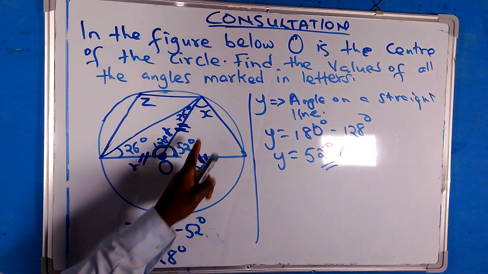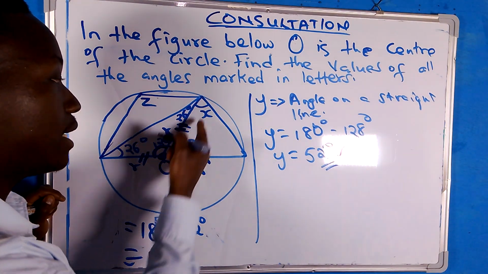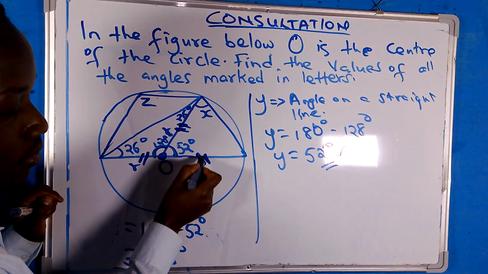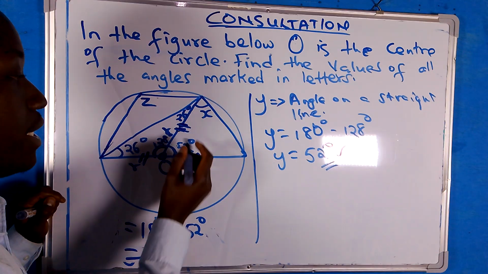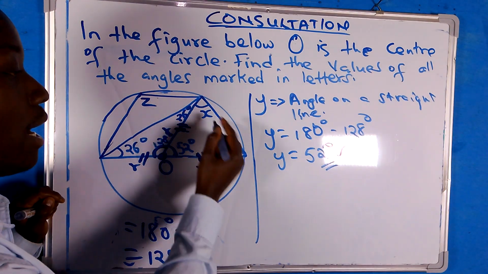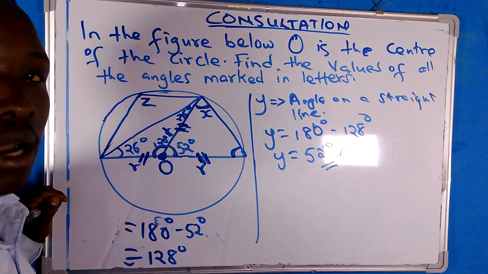So let's proceed to find our x. If this is our y, which is 52 degrees, for us to get our x, these two lines are equal. This also forms another isosceles triangle. So this means that the base angles are equal. These two angles are equal. This angle x and this angle are equal.